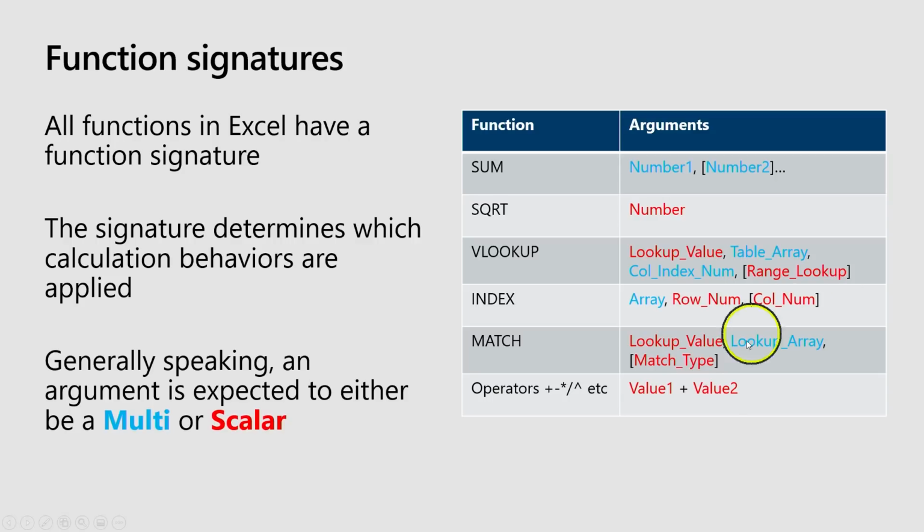And then I'm just going to skip to the operator over here. Operators typically expect scalars. So there's a single thing on the left plus a single thing on the right, or a single thing on the left divided by a single thing on the right. So they're dealing with scalars. So this is something to keep in mind.